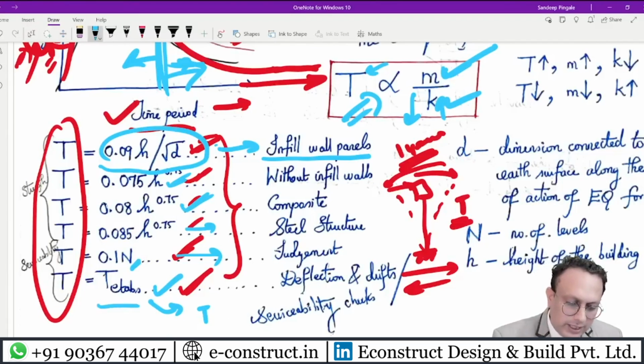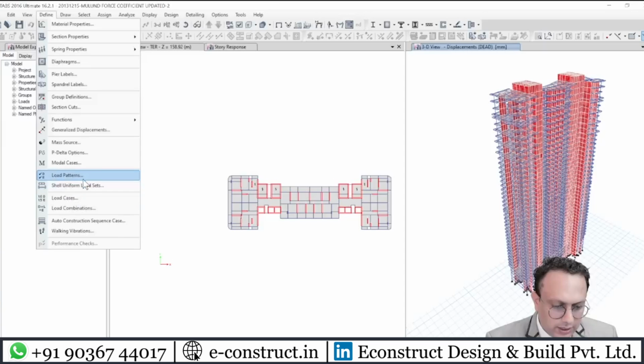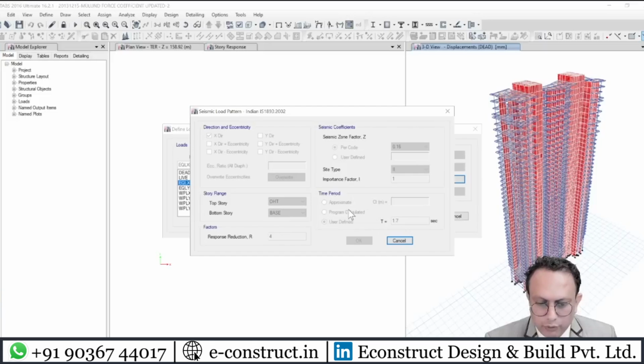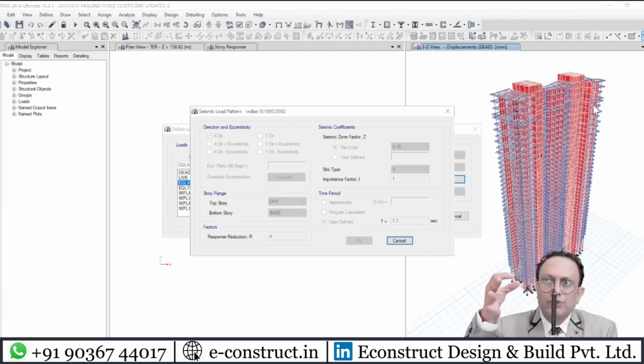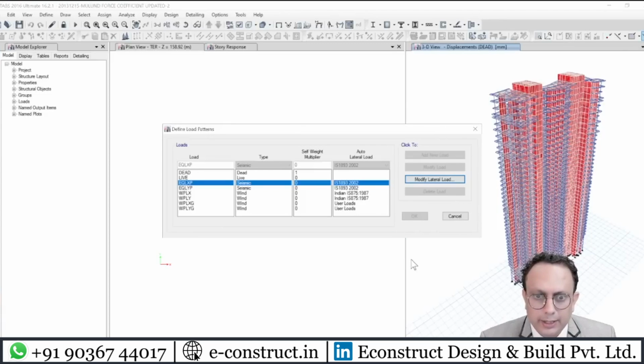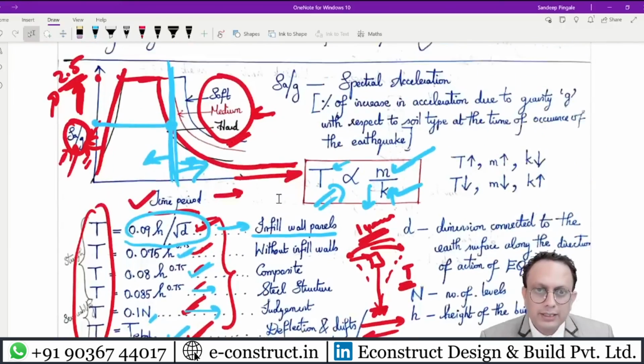One time period will be given by ETABS, which is basically the program calculated time period. If you go to this option, you will see an option of program calculated time period. This is the second option. Program calculated time period means, based on the fictitious force, ETABS will take this particular building and apply a unit force over here like this, and see how much it is vibrating. Based on that, the software will give you the time period. That is basically the program calculated time period. Got it? Okay, so based on that we will determine this time period.